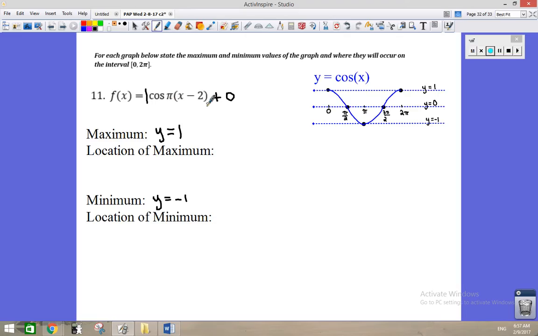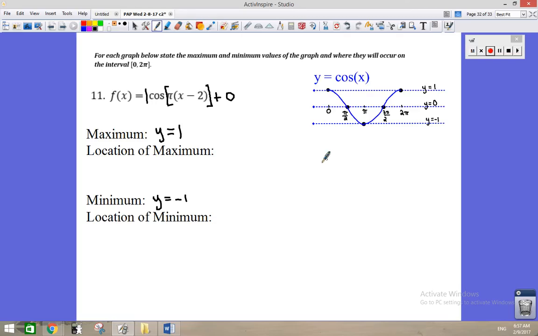Now this is in factored form, and sometimes you'll see brackets here to indicate that you're taking the cosine of that entire product. But we're changing the period, and we've got a shift to the right, so it's definitely going to affect where it intersects the center line and the locations of these max and mins.